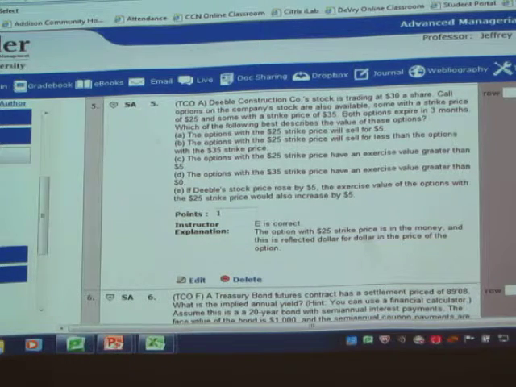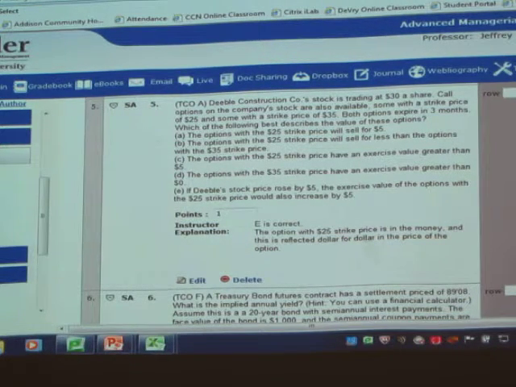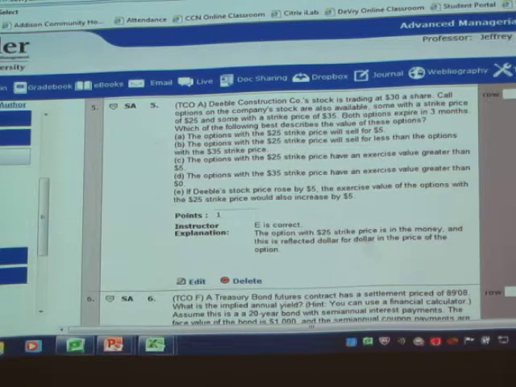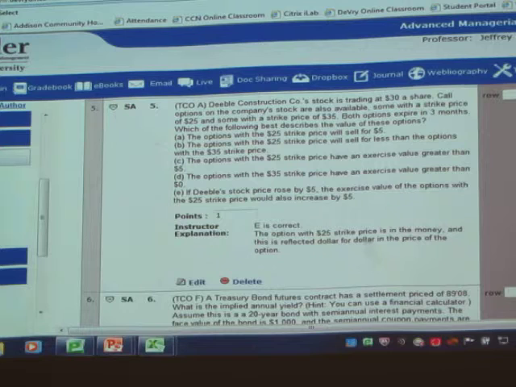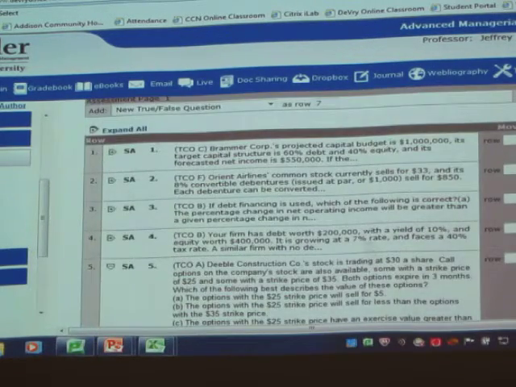Because A states that, that's correct, right? 25 strike price, 30 price, $5 option worth, that's true. E, if stock price rose by $5, that option is going to rise by $5 too. Okay. 3. That's right.